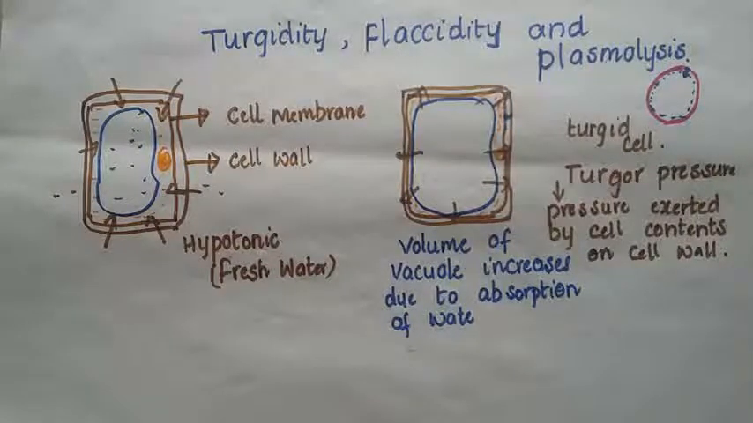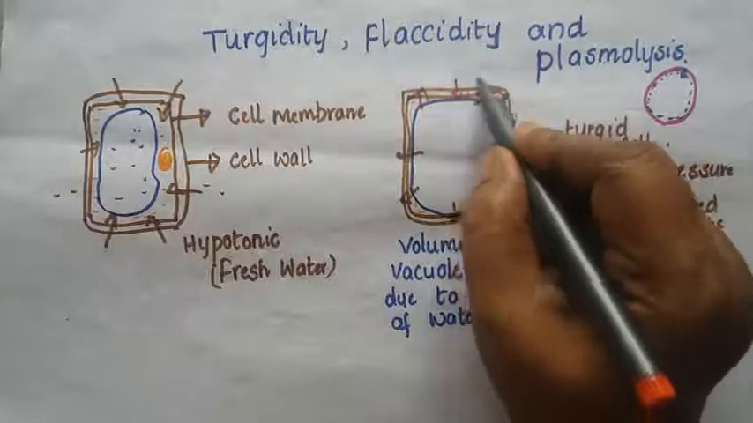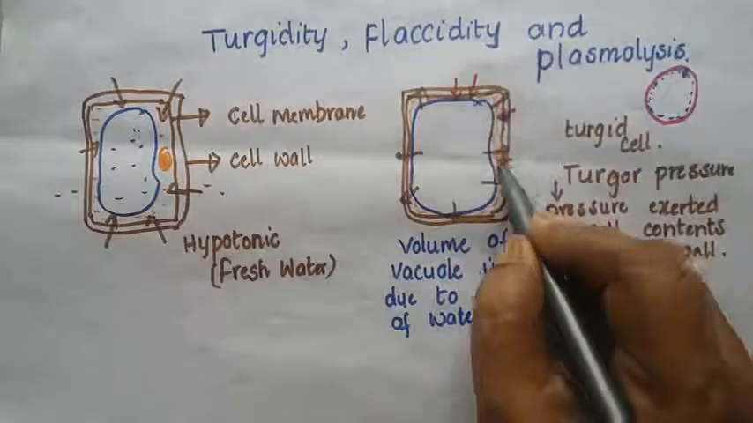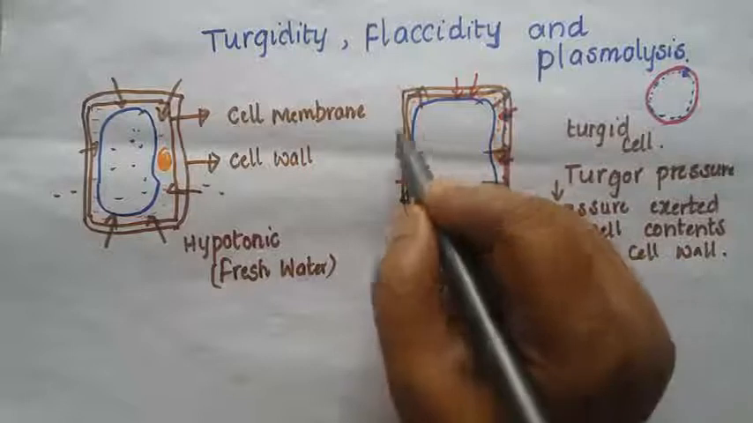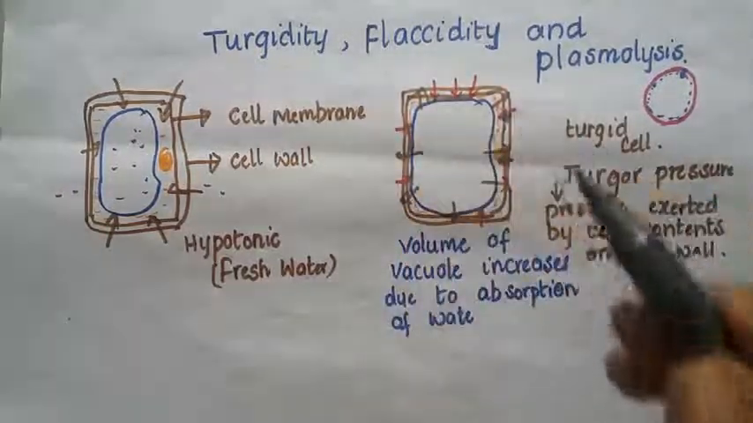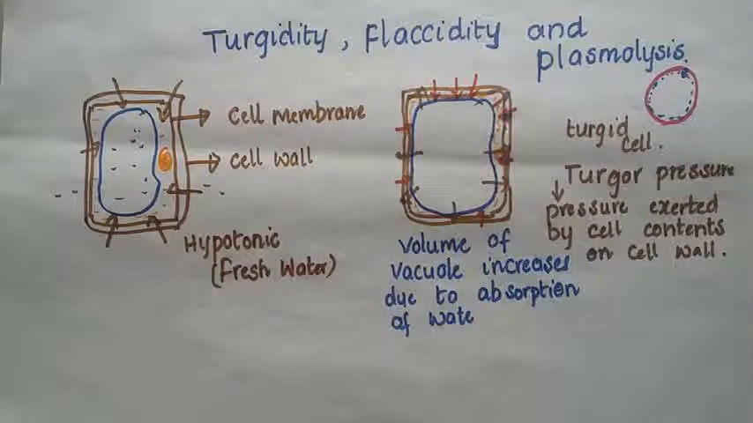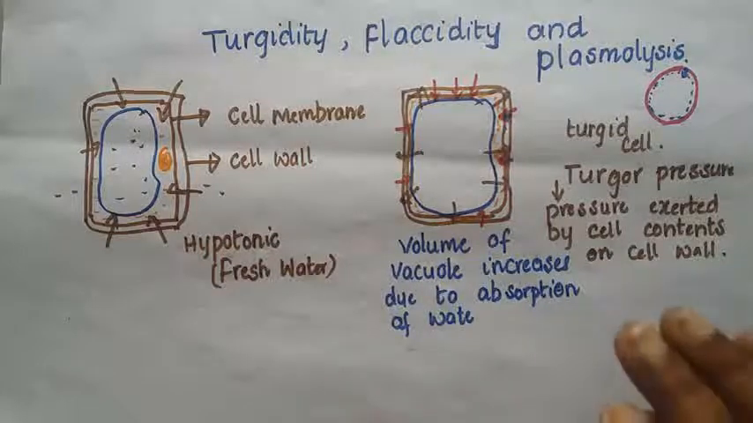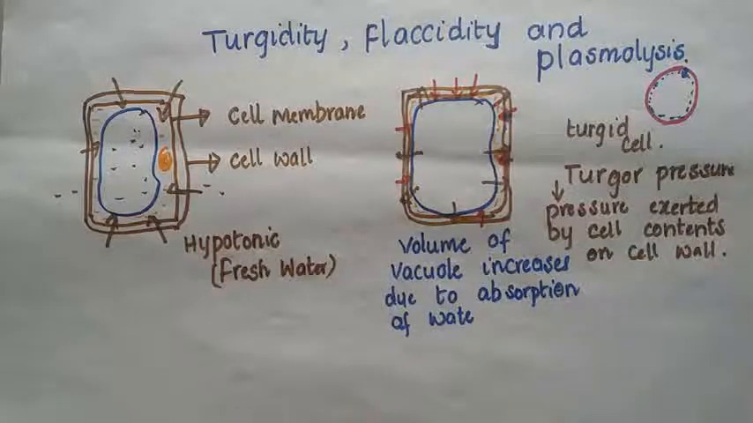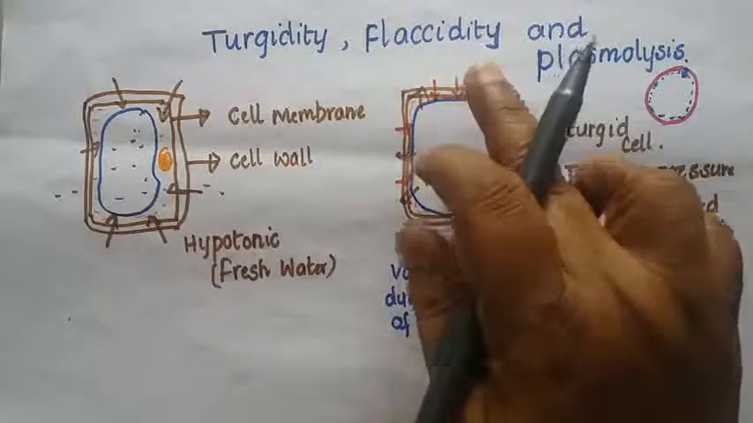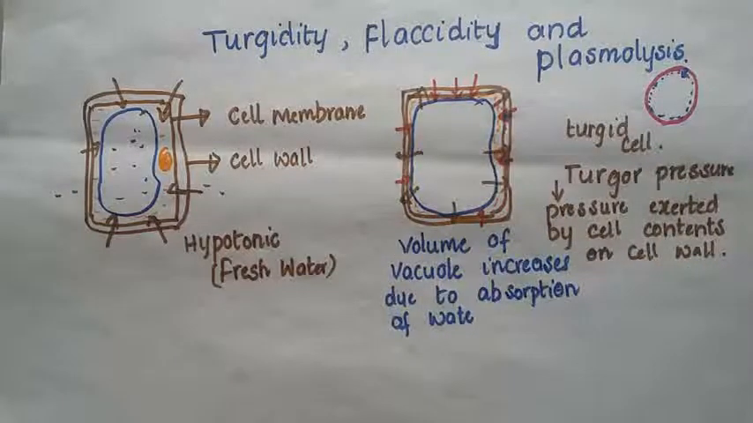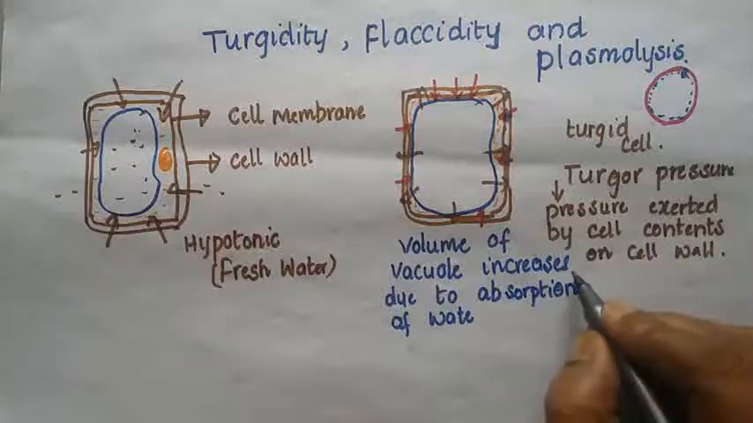Right? At the same time, the cell wall also exerts pressure on the cell contents in the opposite direction. So you can say that these two pressures are in such a balanced way that they do not allow the cell to rupture. So when the cell contents are exerting a pressure on the cell wall, at the same time the cell wall exerts a pressure on the cell contents. What do we call it? As a wall pressure.